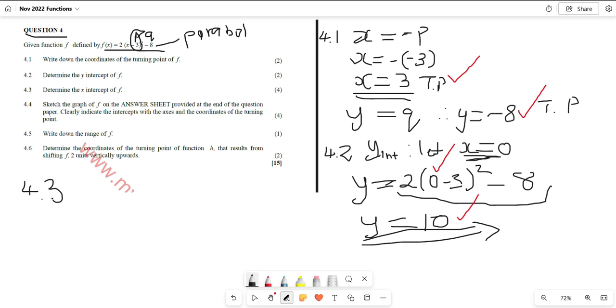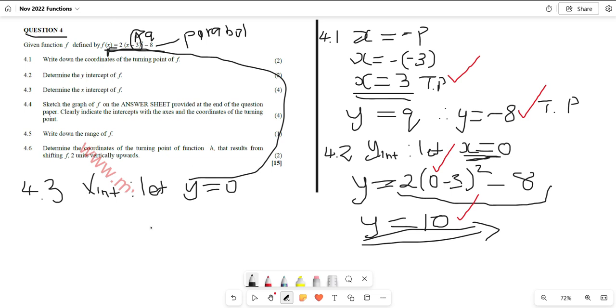4.3. It says determine the x-intercept of f. Then for the x-int, we let y be equal to 0. What is our y in this regard? The y in this regard will be f of x. Where we see f of x there, we are going to write the 0 there, because y and f of x are exactly the same. Then where I see f of x, write the 0 there.